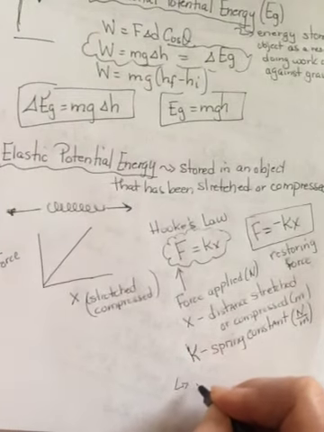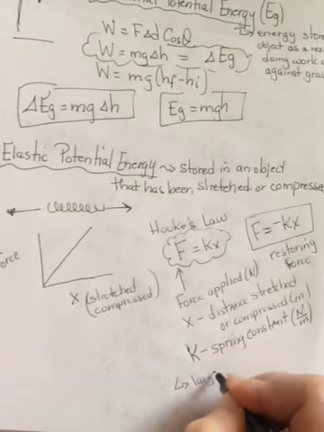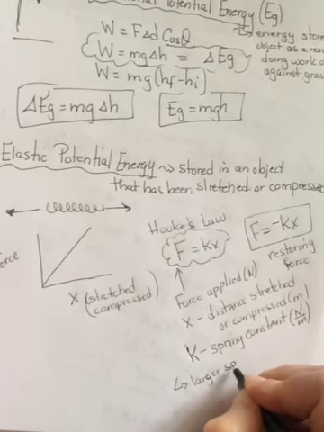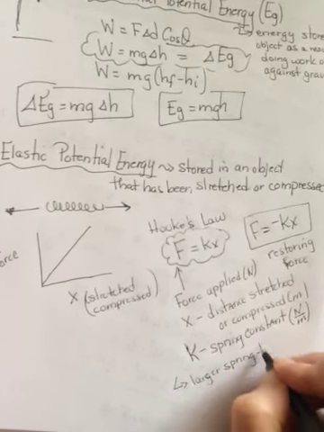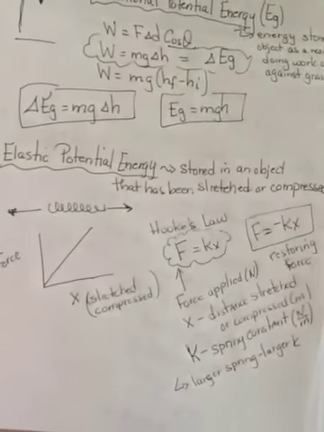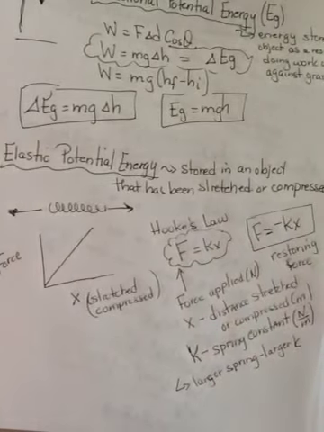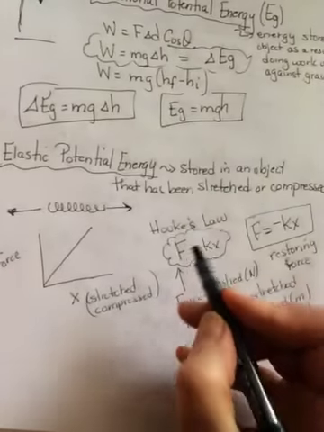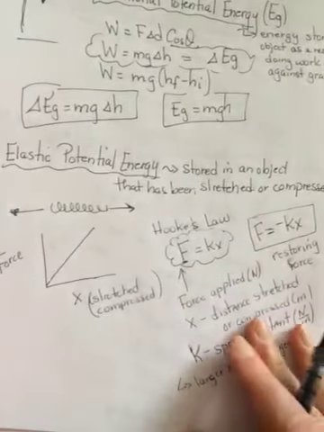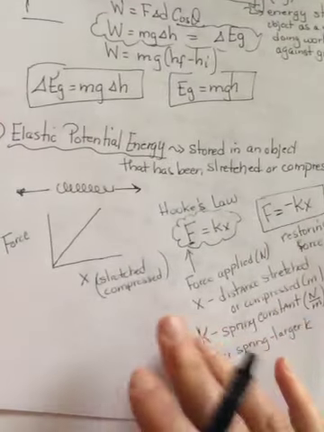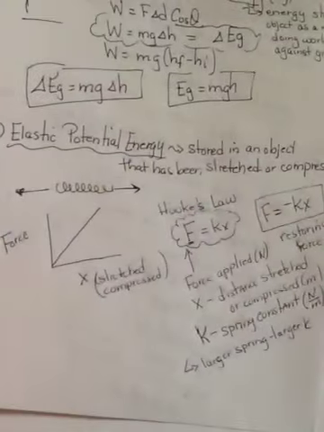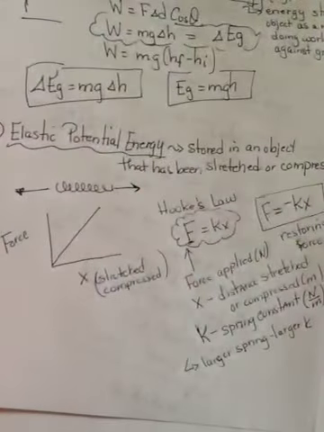And the larger the spring, the larger the k, the more heavy duty. Larger spring, larger k. So, like the springs and the shocks of a car are going to have a really big k, whereas the spring in a click pen is going to be a really tiny k, right? Because it's going to determine how much force you need if x, the stretch or the compress, is the same. So today's practice problems will be with Hooke's law and with these guys, and tomorrow we'll get into the equation for elastic potential energy.